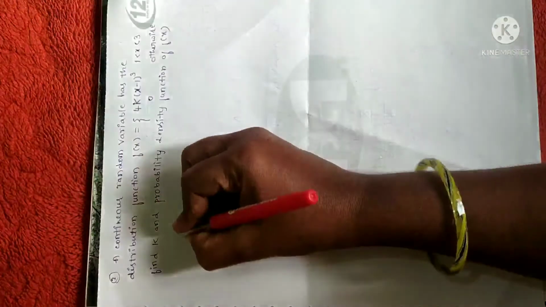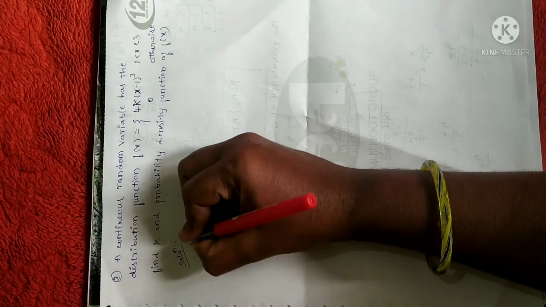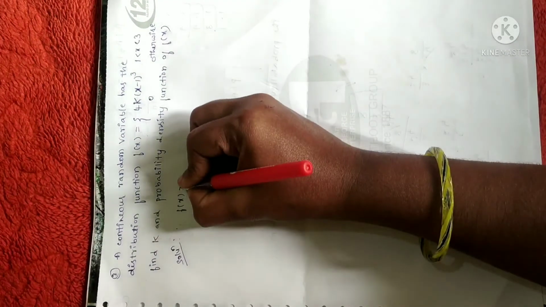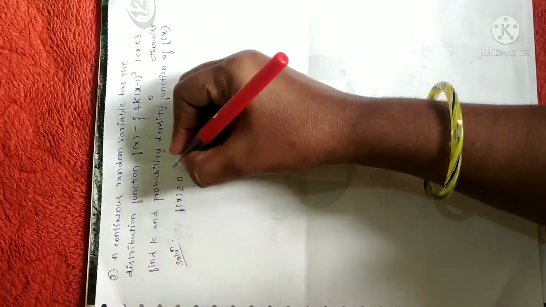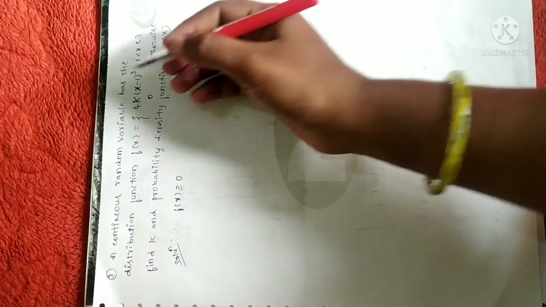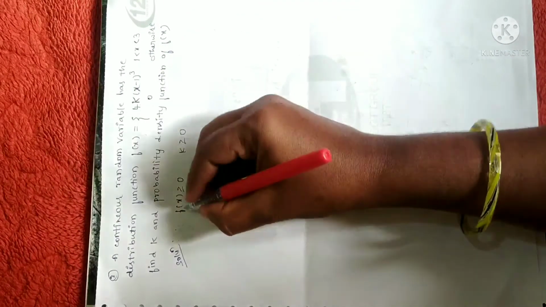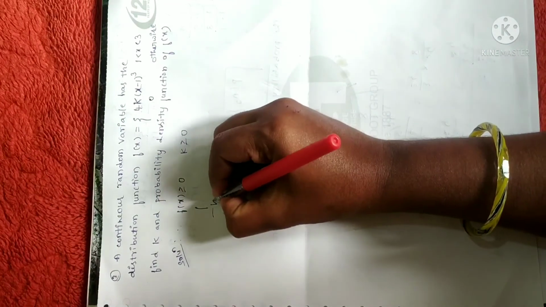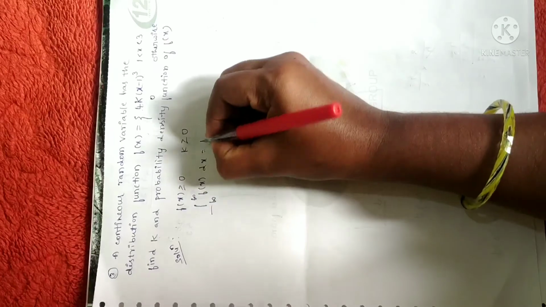Fine. So let me evaluate. First let me write down the given function. Anyhow we should satisfy two conditions, right? You just write down the conditions. First condition is f of x should be greater than or equal to 0. Right? Obvious, it is always greater than or equal to 0. Why? Because 4k into x minus 1 whole cube. So this will be true only when k is greater than or equal to 0. So you just write the first condition. Second condition is that minus infinity to plus infinity, f of x into dx should be equal to 1.